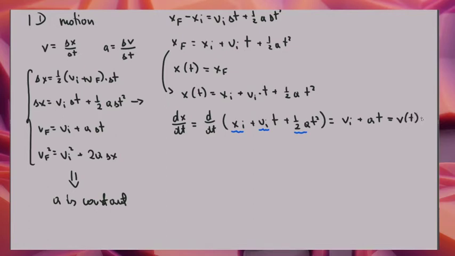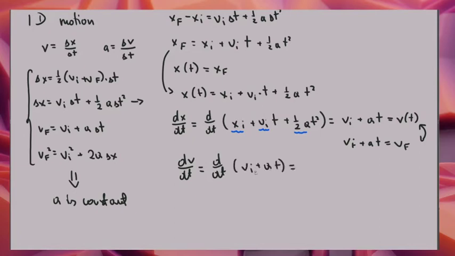And of course, this is just what we've done in the past. If we call this vi plus at equals vf, these two equations are the same thing, but we can get there with derivatives as well. Then what we can do is take the dv/dt equals, let's just take the derivative of this. So the derivative with respect to time of vi plus at.